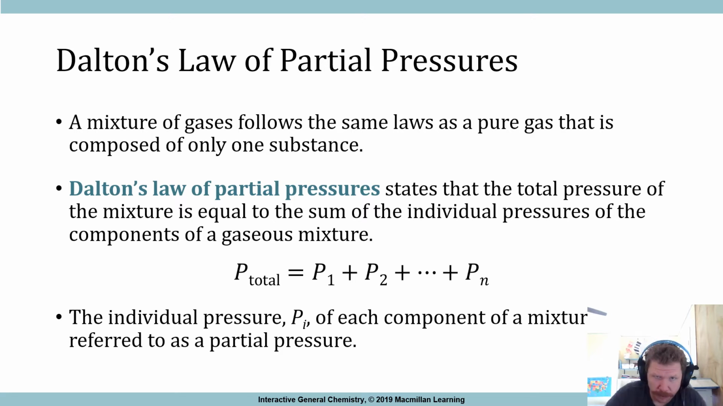Dalton's law of partial pressures basically says that the total pressure of a mixture is equal to the sum of the individual pressures of the components of a gaseous mixture. So if there are two different gases, gas 1 has pressure X and gas 2 has pressure Y, the total pressure for that whole system is X plus Y. So a mixture of gases follows the same laws as a pure gas that is composed of only one substance.